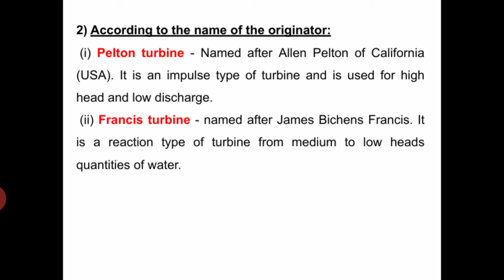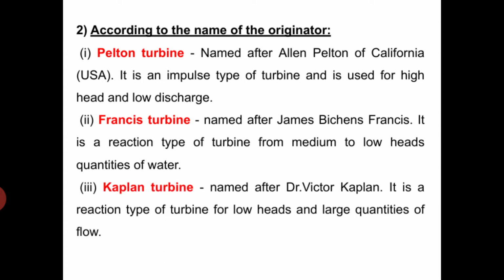Second is a Francis turbine, and it is named after James Francis. It is a reaction type of turbine, and this turbine will be used generally for medium to low heads and medium quantities of water. And the third one is a Kaplan turbine. It is also named after Dr. Victor Kaplan. It is a reaction type of turbine for low heads and large quantities of flow.